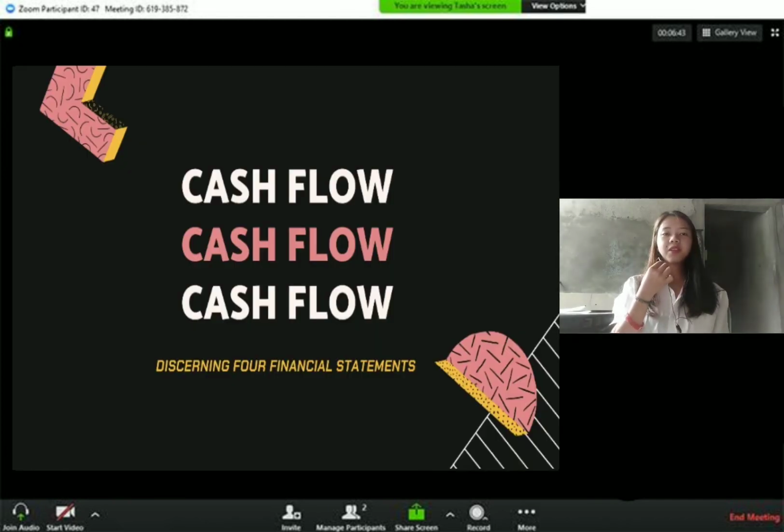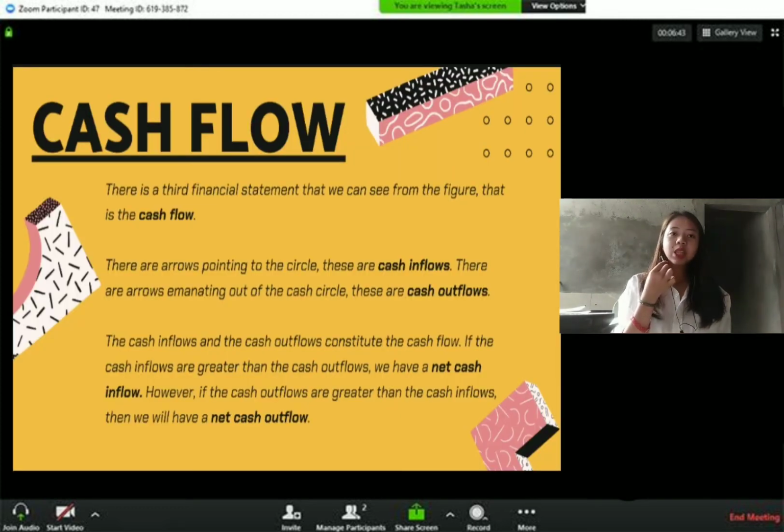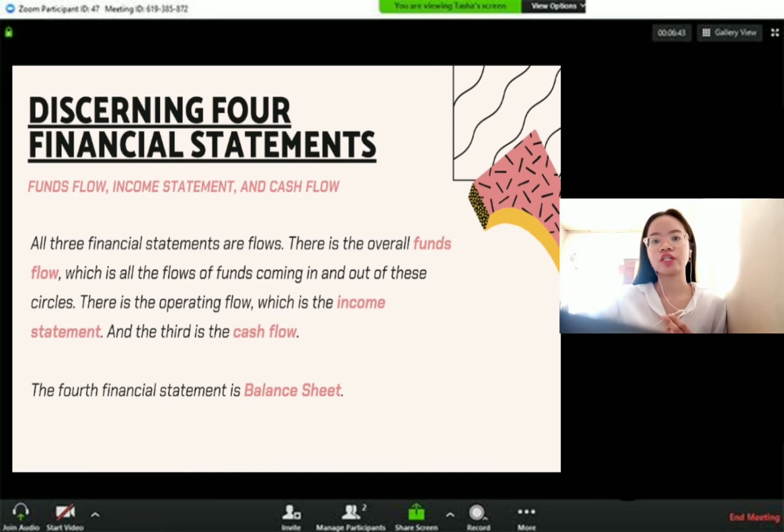Through also the fifth figure, we can already see the third financial statement. Just focus on the cash container or circle. There are arrows pointing to the cash container, and these are called cash inflow. There are also arrows emanating out of the cash container, and they are called the cash outflow. Cash inflow and cash outflow constitute the cash flow. Out of the four financial statements, we already discussed three, and all of those financial statements are flows. There's the overall funds flow, which is all the flows of funds coming in and out of these circles. There's the operating flow, which is the income statement. And the third is the cash flow.